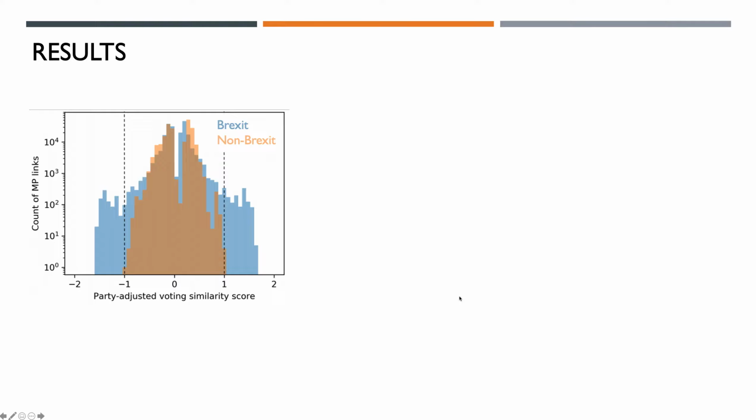And so here are our results. In this histogram, we're comparing the elements of the Brexit matrix in blue versus the elements of the non-Brexit matrix in orange. And like I mentioned, the values close to the extremes indicate some form of rebellion, which you only see for the Brexit case.